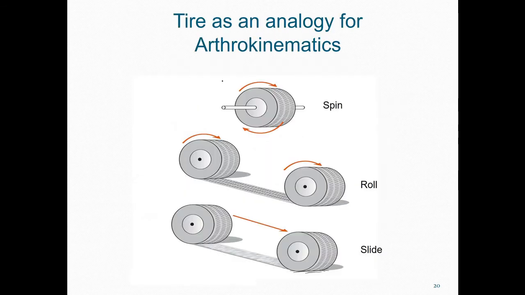We can use the tire as an analogy for the three types of motion. In a roll, we have a many-to-many relationship, as different parts of the tire come in contact with different parts of the ground. In a slide or in a skid, one part of the tire comes in contact with many parts of the road.